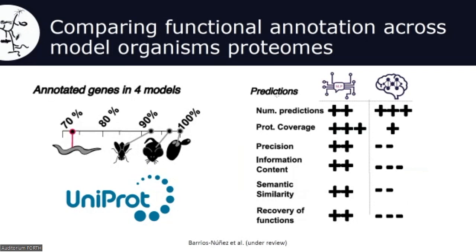And you can see here, basically, a bit of a spoiler of what I will show you for non-model organisms. With deep learning, you get more predictions, but compared to protein language models, the precision is lower: how informative the terms are, how similar they are to the gold standard, and whether we can recover functions from transcriptomic studies, for example, is much better when we apply protein language models.